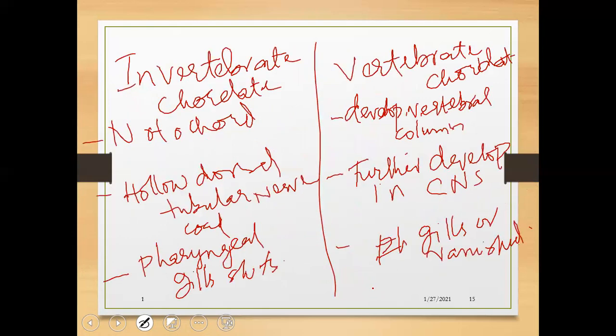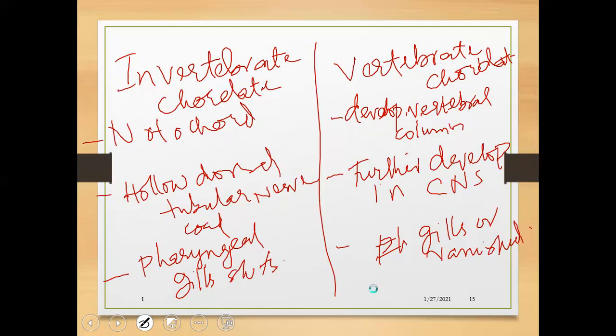The tail is exceptional. In invertebrate chordates, the notochord remains notochord, the hollow dorsal tubular nerve cord remains the same, and the pharyngeal gill slits remain the same. While in vertebrate chordates, all these characters develop during the embryonic condition but become changed. The notochord changes into the vertebral column, the hollow dorsal tubular nerve cord changes into the CNS, and the pharyngeal gill slits change into gills or vanish. So, inshallah, next we will discuss the classification of the chordates.